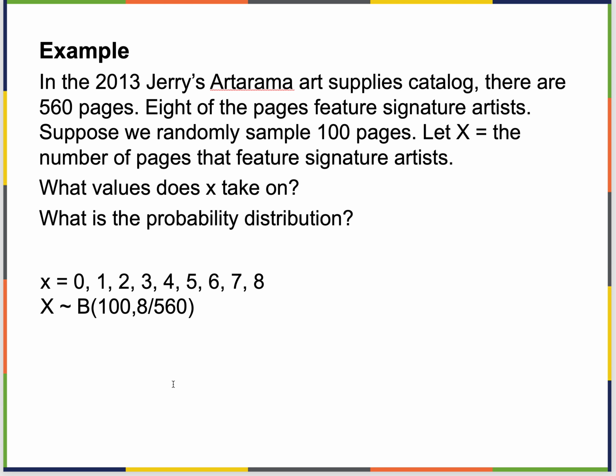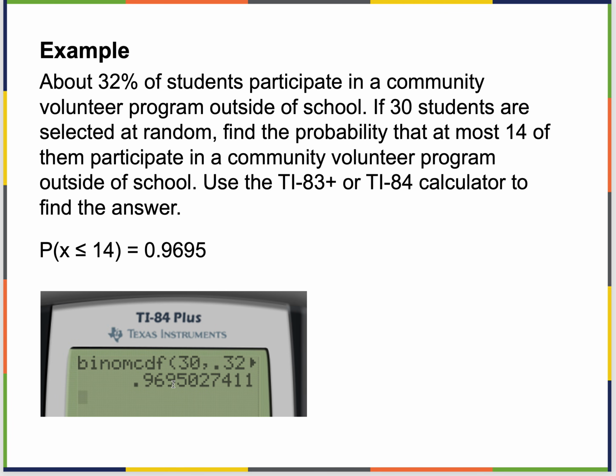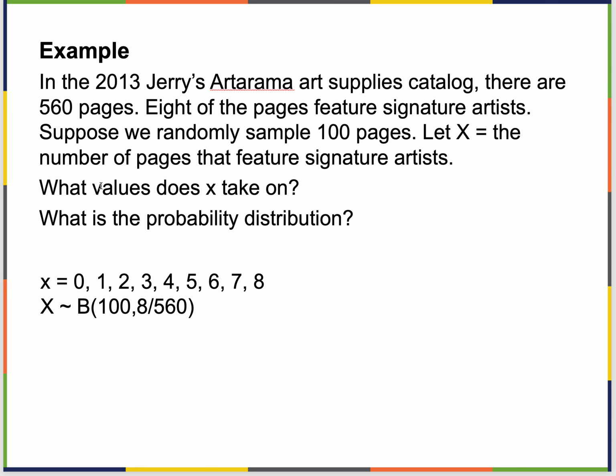So if you want to try other problems, try these problems. Create the whole table in Excel, use a binomial distribution, and answer these questions. 32% of the students participate in a community volunteer program. If 30 students are selected at random, well, we only go up to 20, so I have to change it to 30, but I could extend that. I could copy paste it into another one and make it 30. X being less than or equal to 14 is 96.95 or 97%.